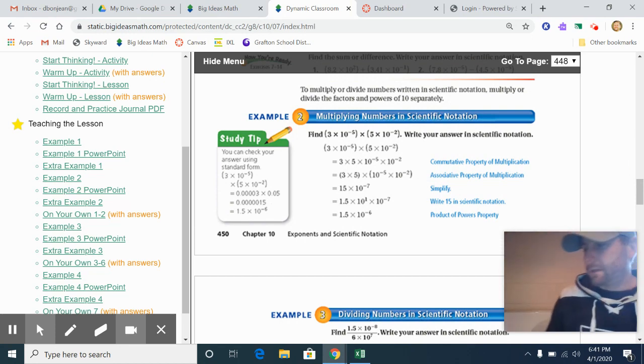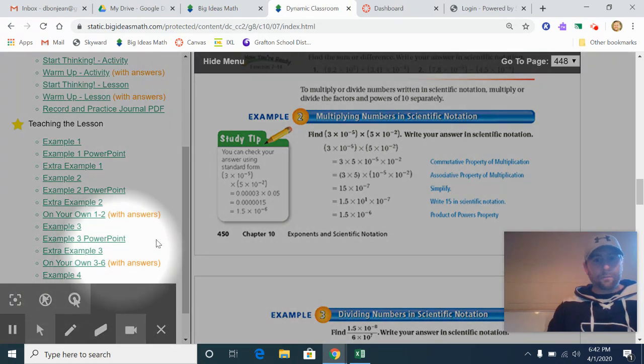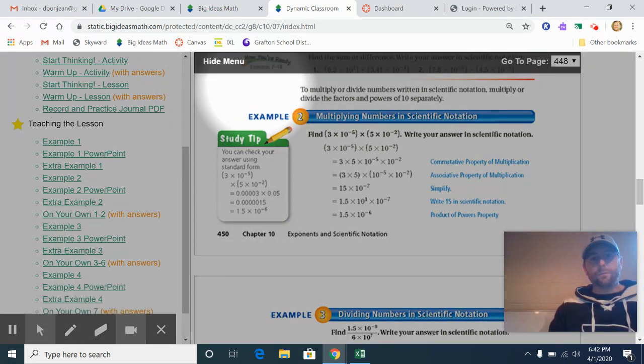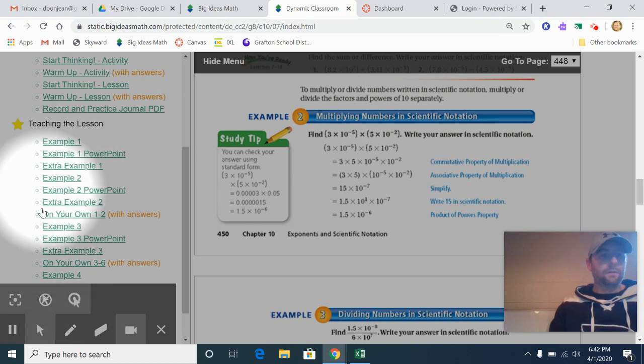Same page in your textbook. It's page 450. And again, I'm including my webcam because I'm going to show you some stuff on the whiteboard today as well. Let's get right into it. And this is going to tell us exactly what we're doing. As always, notebook, pencil, and calculator you will need. To multiply or divide numbers written in scientific notation, we're going to multiply or divide the factors and the powers of 10 separately. Here's what they mean by that.